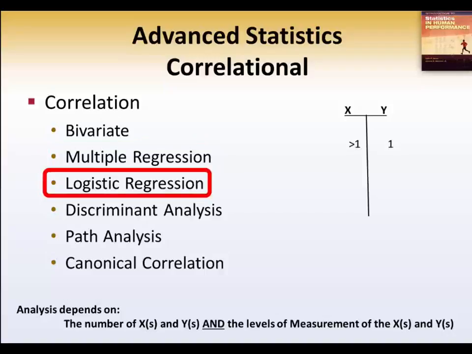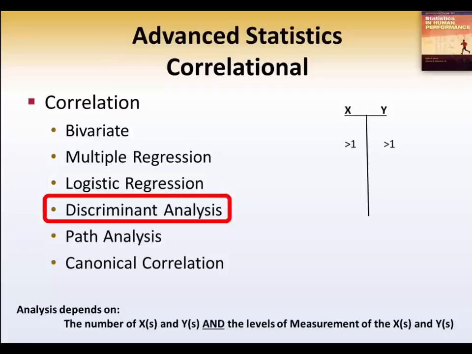With logistic regression, it's similar to multiple regression in that you have multiple independent variables and a single dependent variable. Discriminant analysis is similar to logistic regression, except in this case you have multiple independent variables and multiple dependent variables.